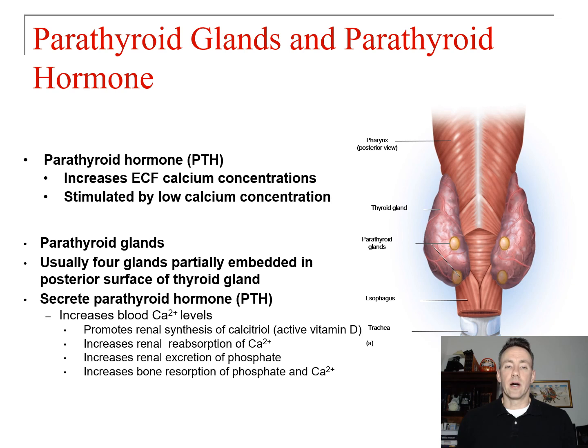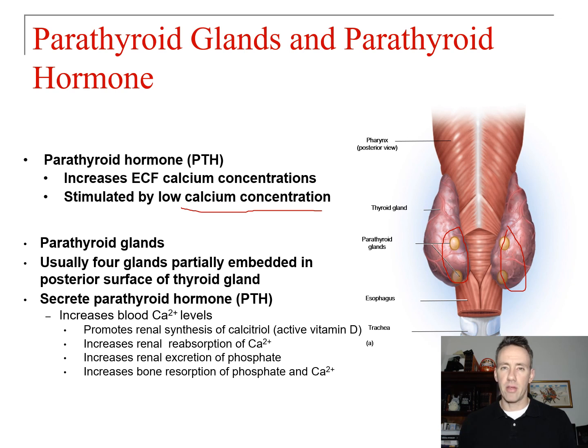So these are the parathyroid glands, which, as I mentioned before, are located on the posterior aspect of the thyroid gland. Over here and here, as you can see, there are 4 glands. Their job is to sense changes in calcium levels in the blood. They increase extracellular fluid calcium concentrations, and they're stimulated by low calcium concentration. Parathyroid hormone starts to get released when there's low calcium. There are usually about 4 of them embedded in the posterior surface.